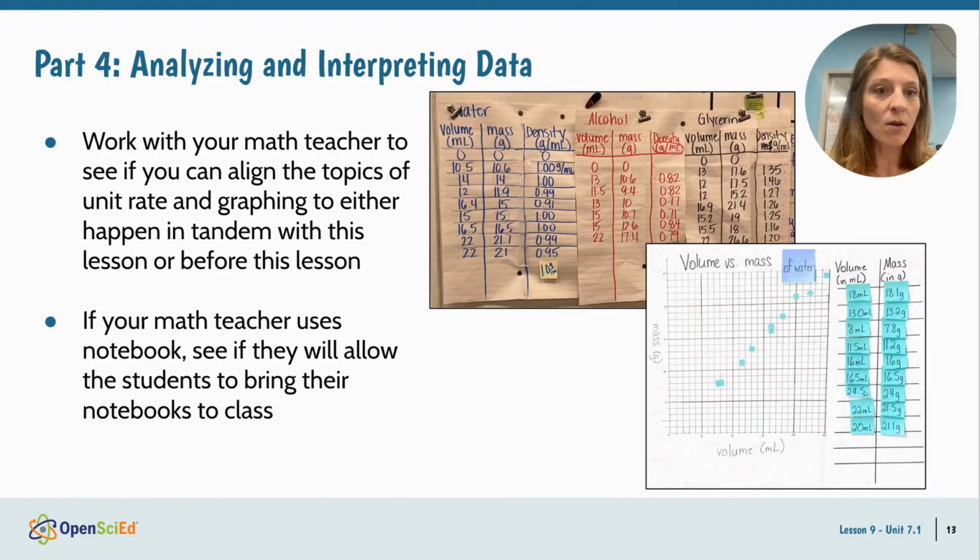If it happens before the lesson, or maybe even during the lesson, see if your math teacher uses notebooks. My math teacher definitely does. And I asked the math teacher if they will allow their students to bring their notebooks to class, because when it comes time to analyze and interpret this data, I find my students digging through their backpack to quickly look through their math notebook to remember what they've already learned about unit rate and how they can apply it to what they see happening here. And it's here that they have this really mind-blowing aha moment, like, oh my gosh, density is a property because it's a unit rate, and here's what we've been learning about in math class, and it's so cool.